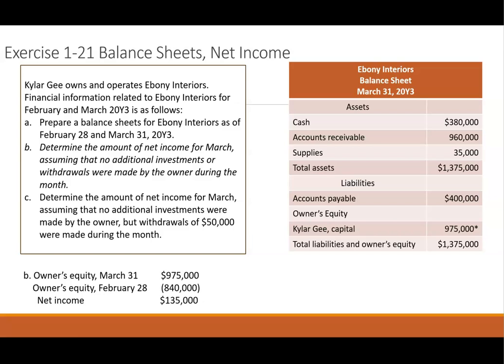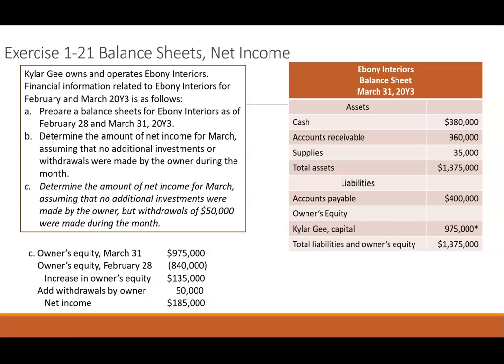So here we had the balance sheets to determine the amount of net income for March. You see, the 975 minus the 840 of owner's equity would be the 135. But if we figure in that he withdrew as a drawing 50,000, in this case, the net income is going to be 185,000.